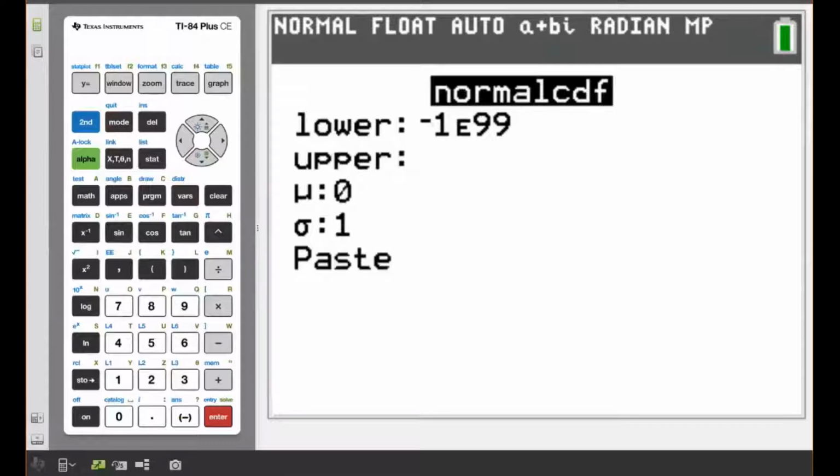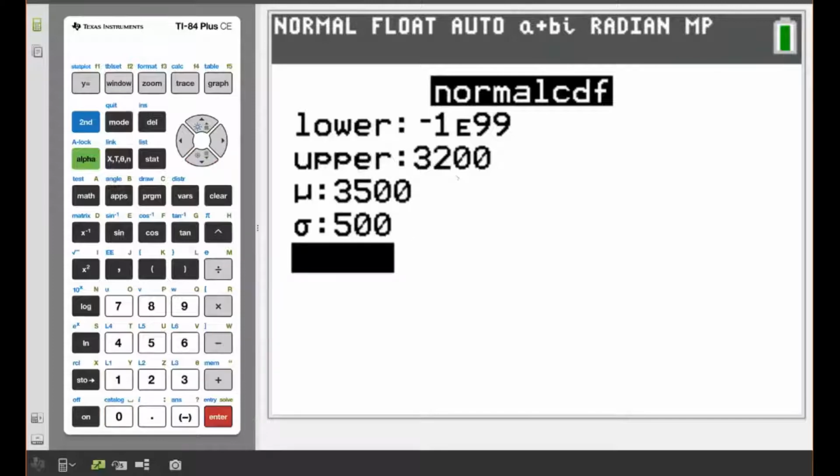So my lower boundary is negative infinity, which comes up in the calculator as negative E99. That's the smallest possible value that we can have. My upper limit was 3,200 because I wanted to find anything that was lower than 3,200. So that would be my upper. My mean, 3,500, and a standard deviation of 500 grams. I'm going to paste that in.